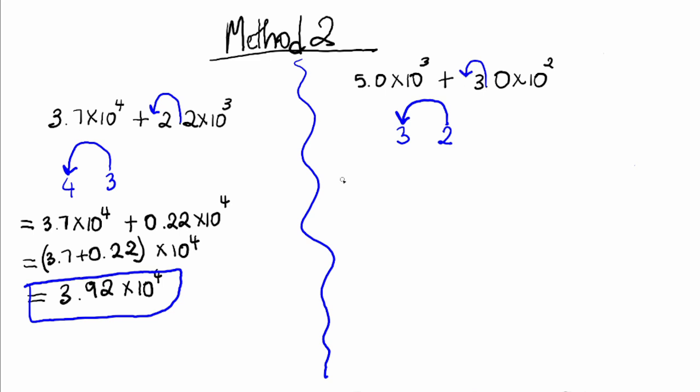Now we have 5.0 times 10 to the 3rd power plus 0.3 times 10 to the 3rd power. We're going to group the non-index parts, add them, and keep the times 10 to the 3rd power.